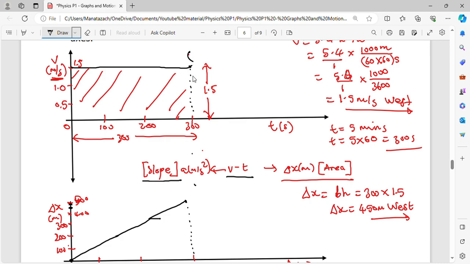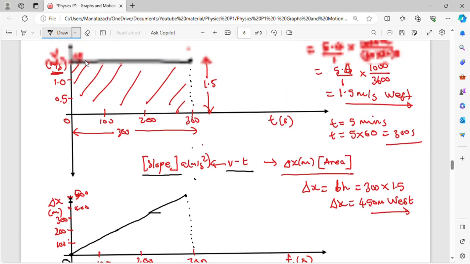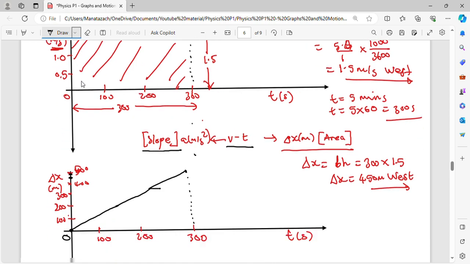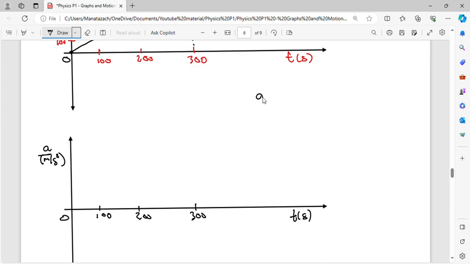Okay, let's just mark the coordinates here. The coordinate is 300 seconds and 1.5, and there the coordinate is 0 and 1.5. So let's work out the slope and then we'll have the acceleration. So we'll call this time 2 and v2. This one is time 1 and v1, right? So let's work out the slope. So we'll say v2 minus v1 over time 2 minus time 1.